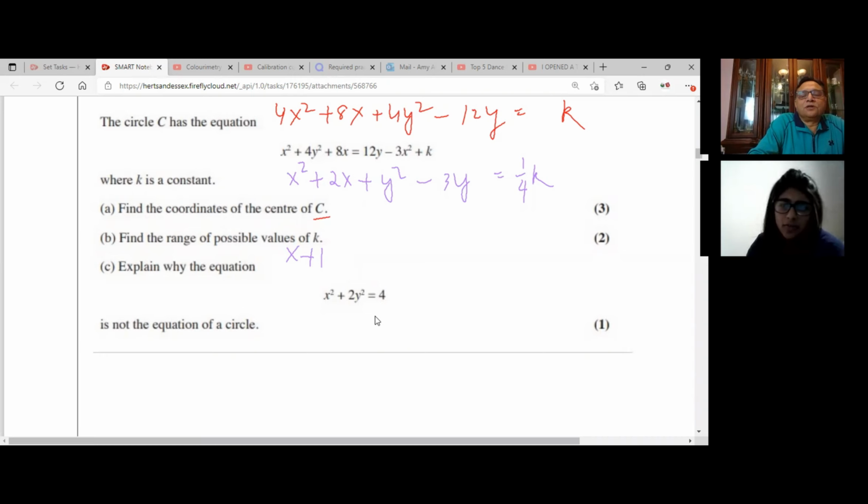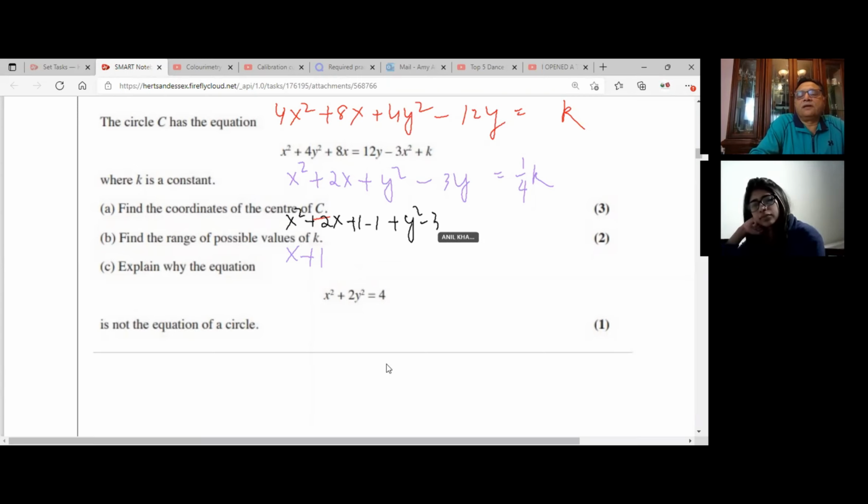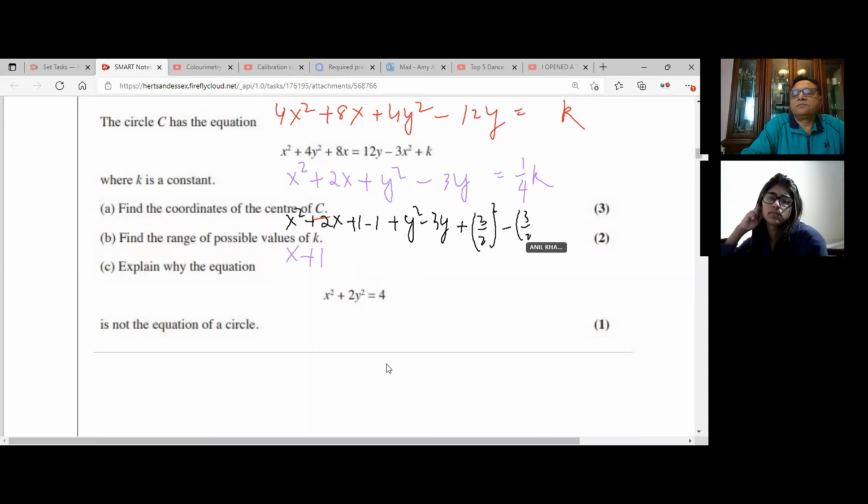Let me write a step in between for some students. What we do here is that half of 2 is 1, so we add 1 squared and we subtract 1 squared. And in this case, y squared minus 3y, we are going to add 3 by 2 squared, which is 1.5, and subtract 3 by 2 squared, equals 1 over 4k.